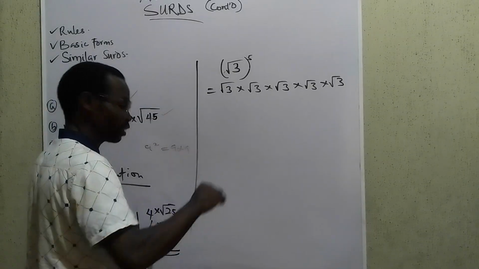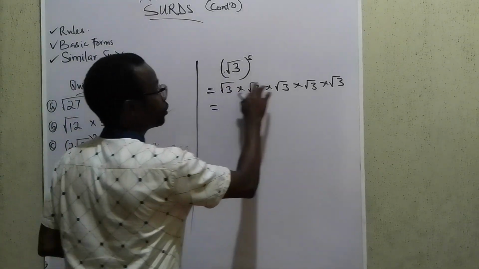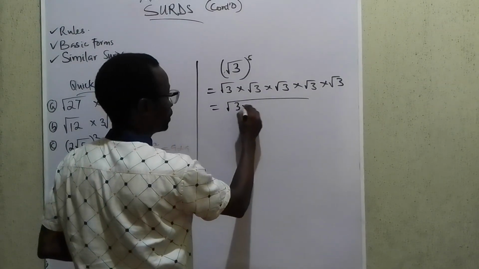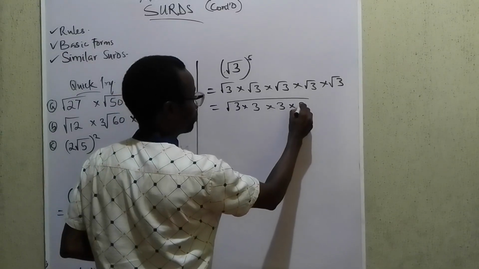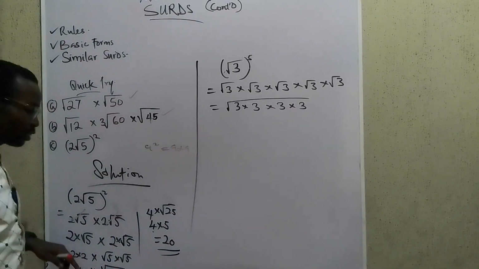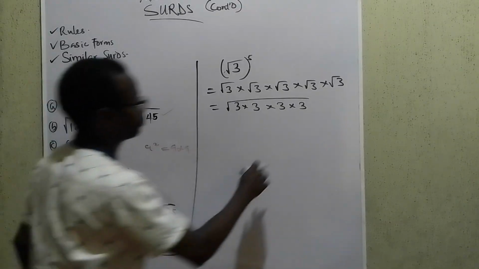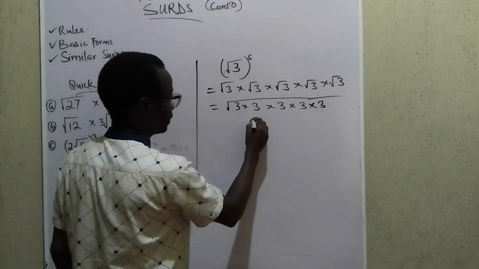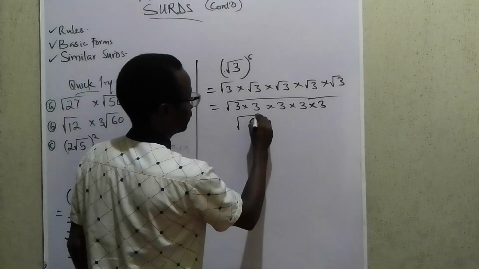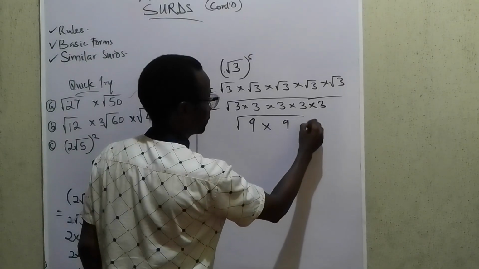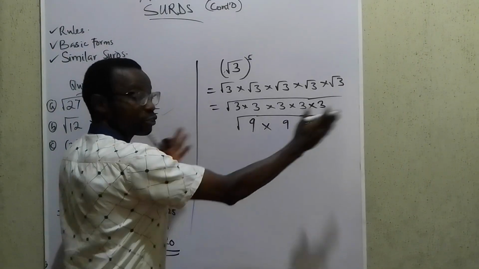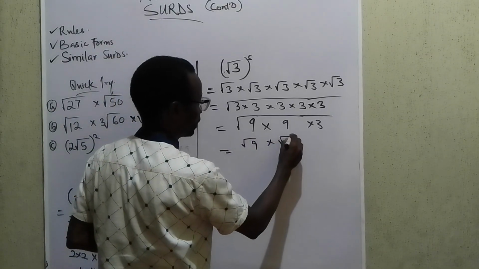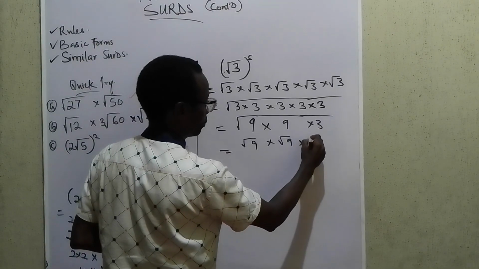So the next step I'll take is to join all of them, since it's all the square root sign, use one square root sign for all of them. Go to the 3 times 3 times 3 times 3 times 3. Then what does that mean? 3 times 3 is 9. Okay, 3 times 3 is 9 times 3. So you can now split it: root 9 times root 9 times root 3.